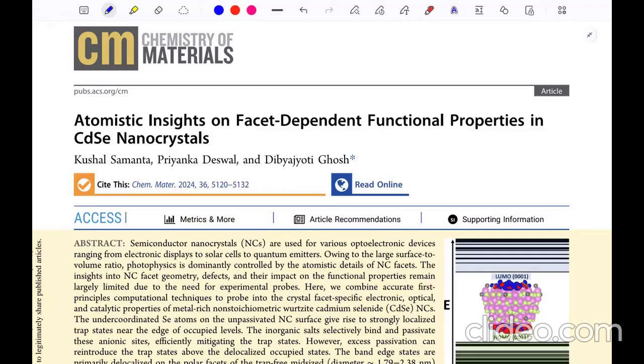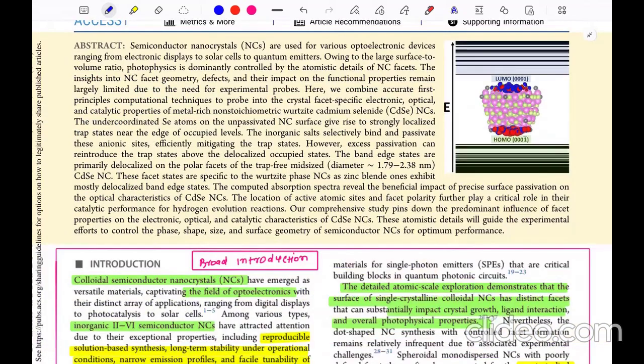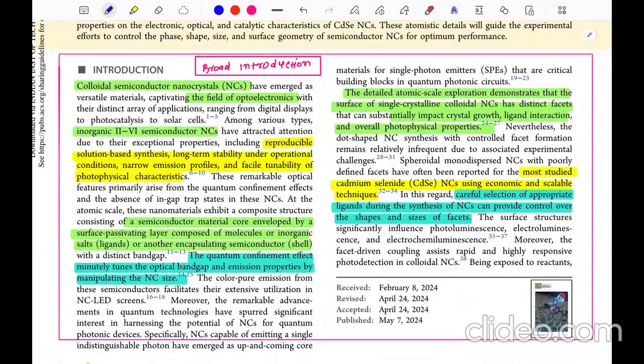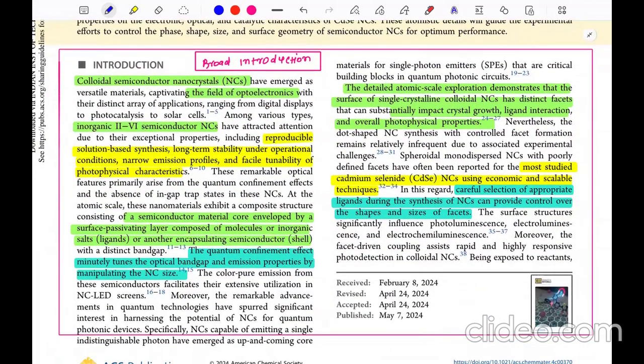So this is the second paper, and this is from our group, and it discusses the atomistic insights on phase-dependent functional properties of cadmium selenide nanocrystals. This is from our Kushal sir's paper. So let's discuss. Moving on to the introduction part.